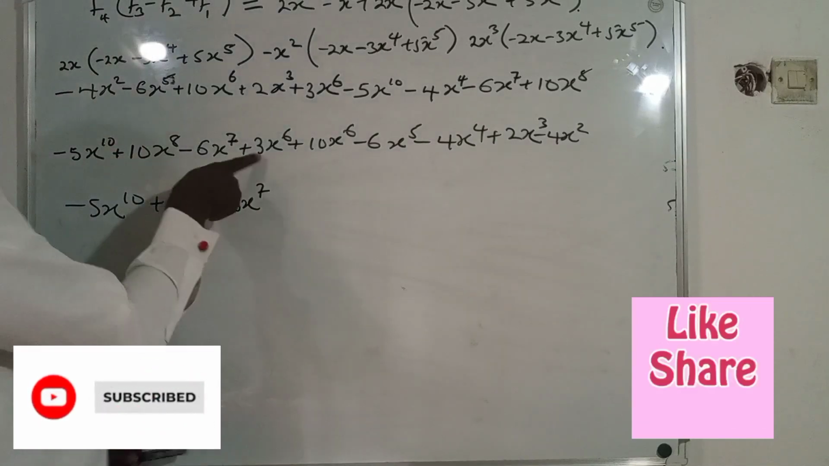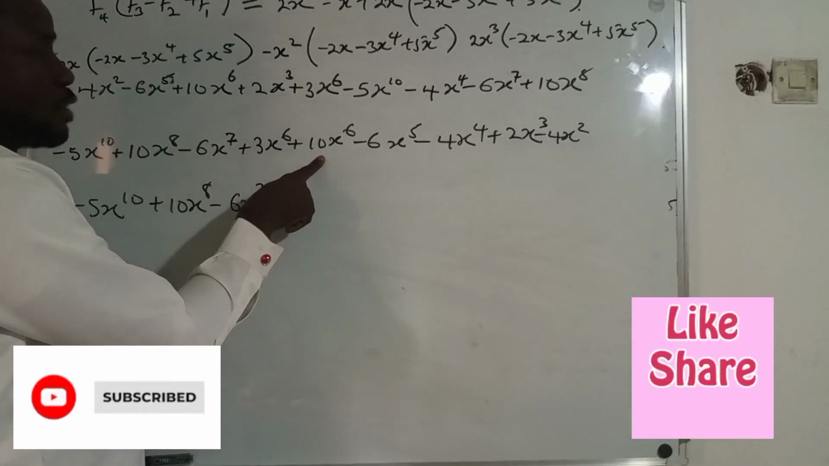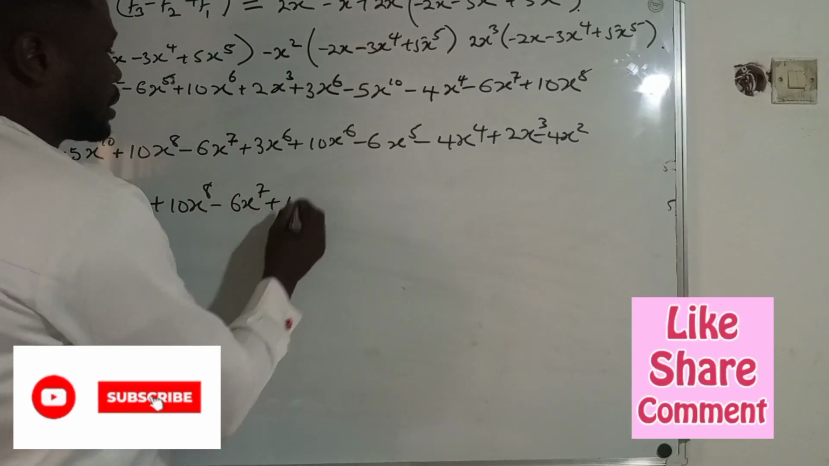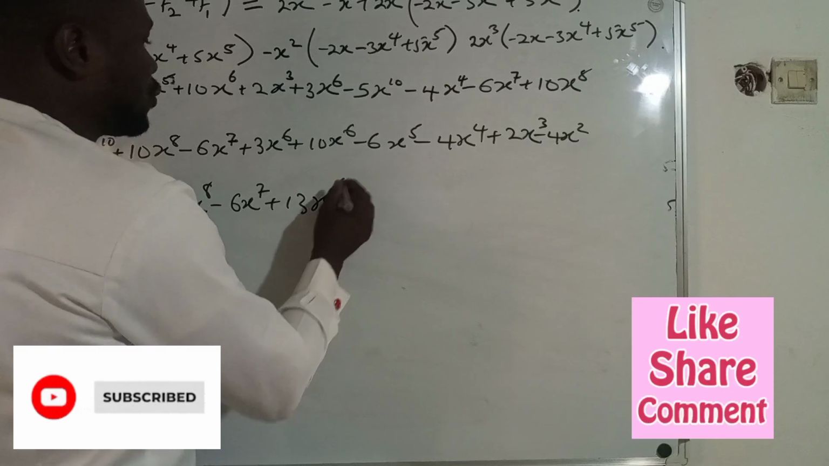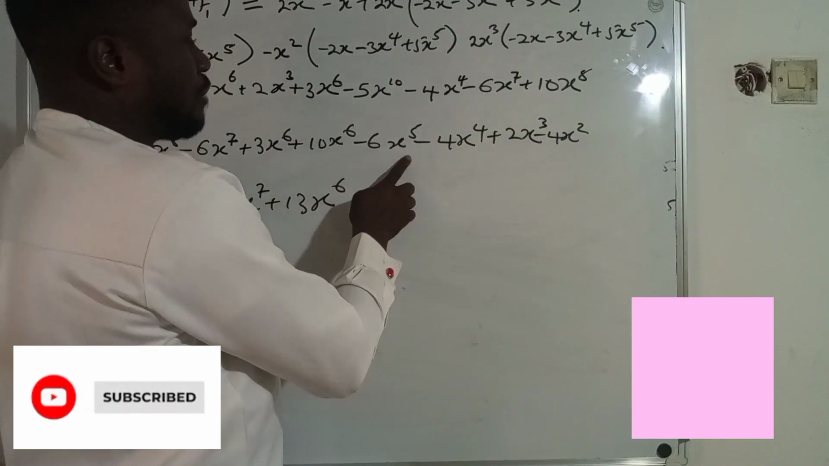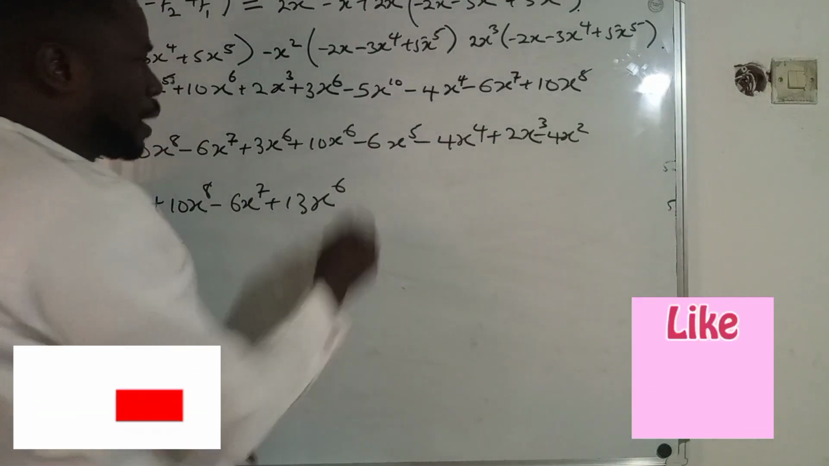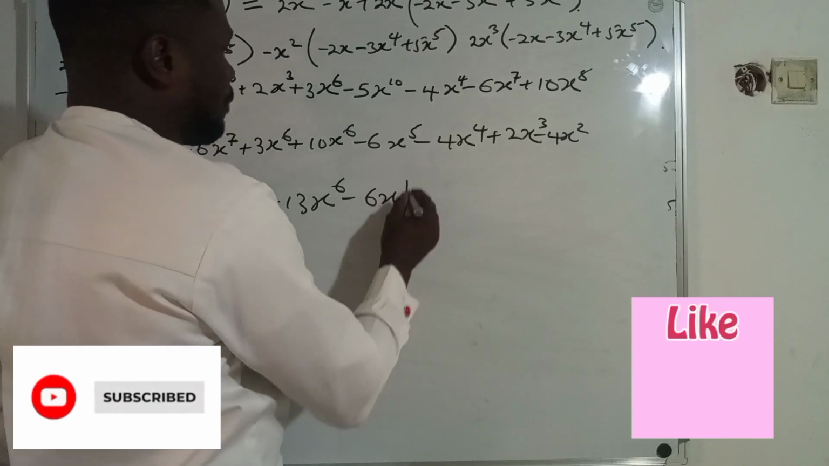This is now 3x, 10x. 3 plus 10, of course, that will give us what? 13. That will give us plus 13x raised to power 6. We come to x to the power 5. This is x raised to power 5. It is alone. So we'll bring it down. Minus 6x raised to power 5.